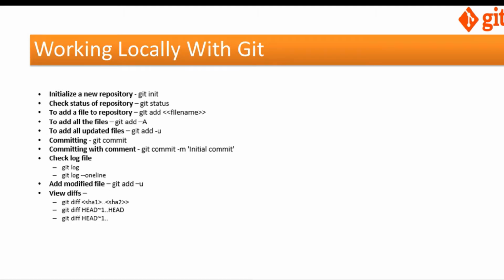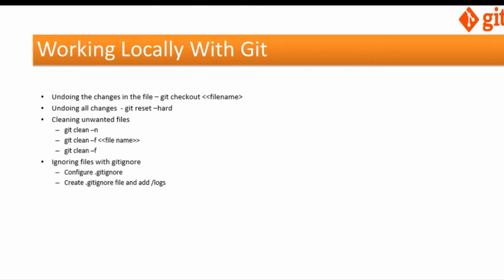You can check the log files with git log, or for modified files, git add hyphen u. Viewing differences, we can choose git diff, and git diff against HEAD level also, or other git commands as well. Working locally with git, undoing changes in a file: git checkout and the name of the file. Undoing all changes: git reset, hard or soft, we can do that.